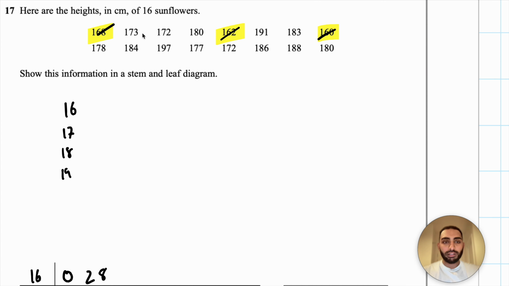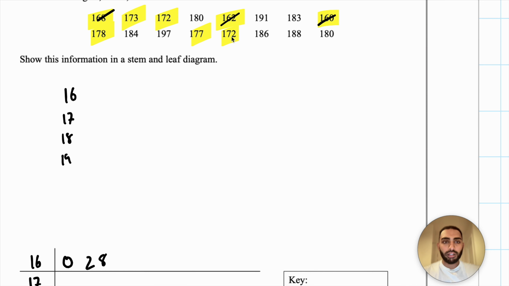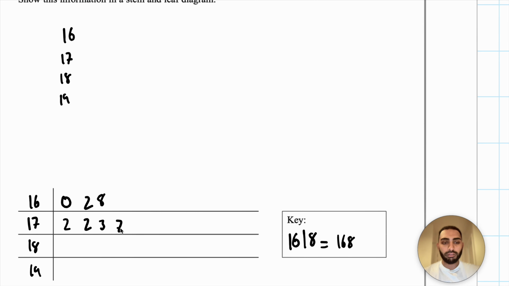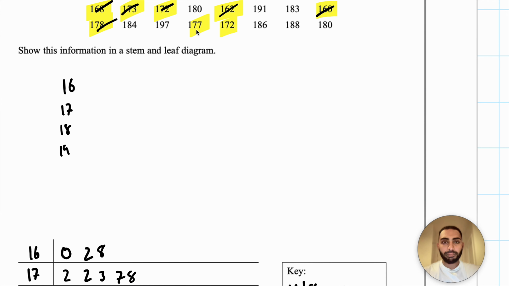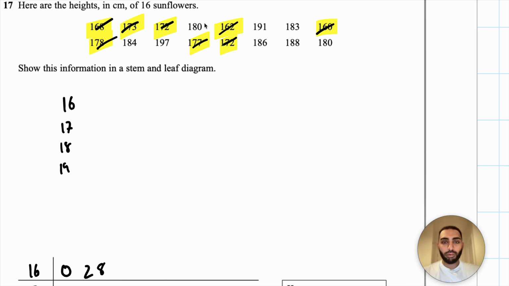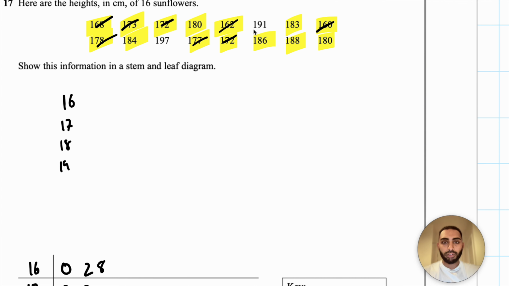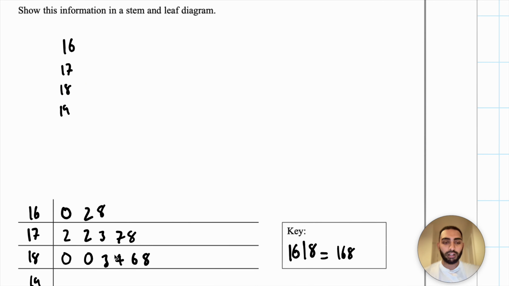Next, I'm going to look for the ones that start with 17. So I've got that one, and that's all of them. I just need to order them. So I can see I've got 2, 2, 3, 7, and 8. So that's those done. Next, I've got 18, the ones that start with 18. So that'd be that one, that one, that one, that one, that one, that one. So I've got 0, 0, 3, 4, 6, and 8. Last, I've just got these two, which start with 19. So I'll have 1 and I'll have 7.